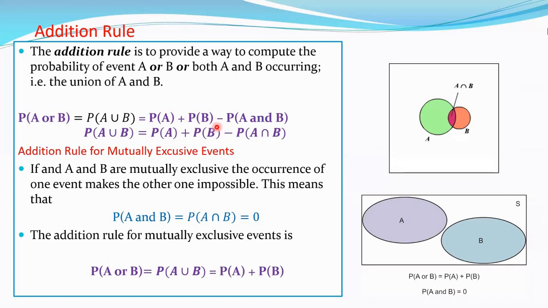If independent, probability of A intersection B is equal to probability of A times probability of B. And for A union B, probability of A union B is equal to probability of A plus probability of B minus probability of A intersection B. And if it's mutually exclusive, then probability of A union B is equal to probability of A plus probability of B.